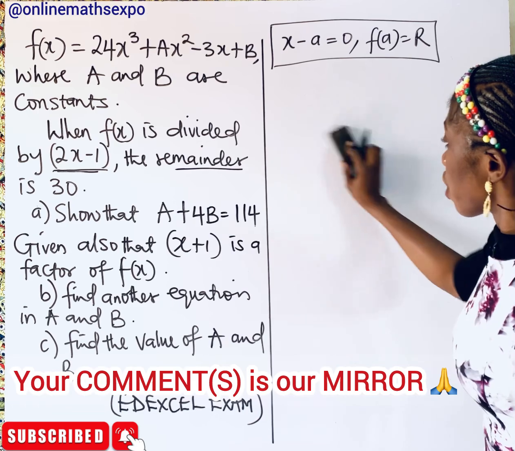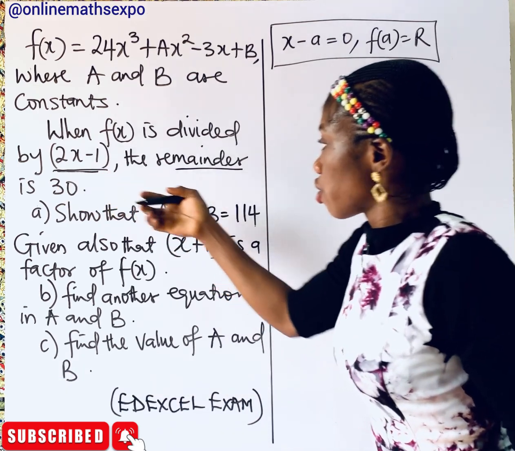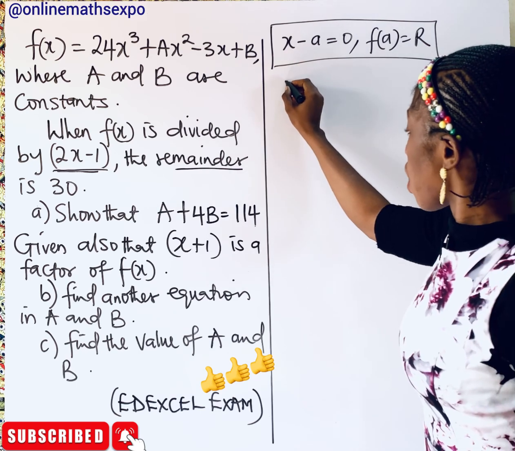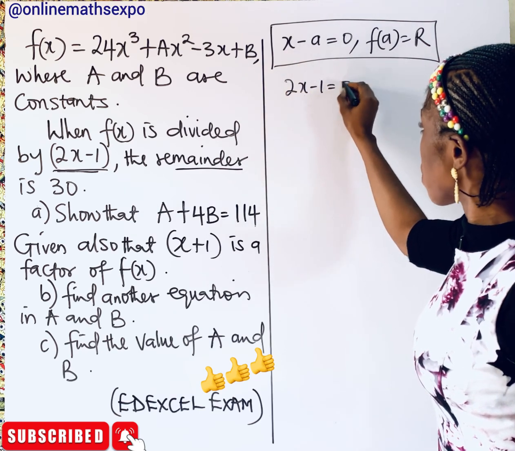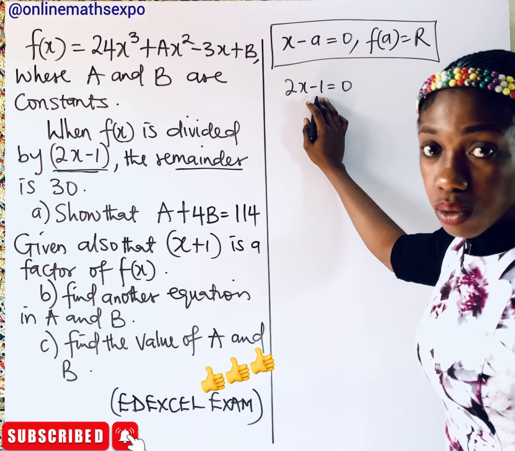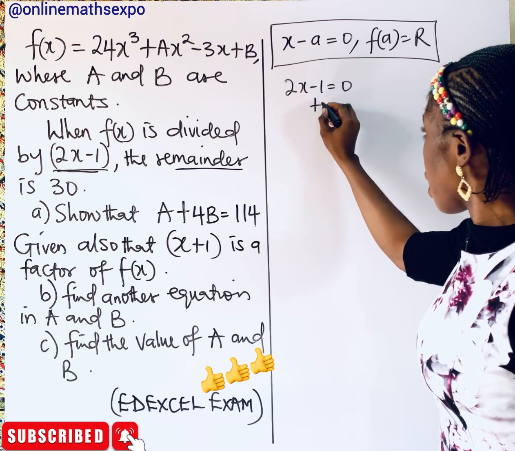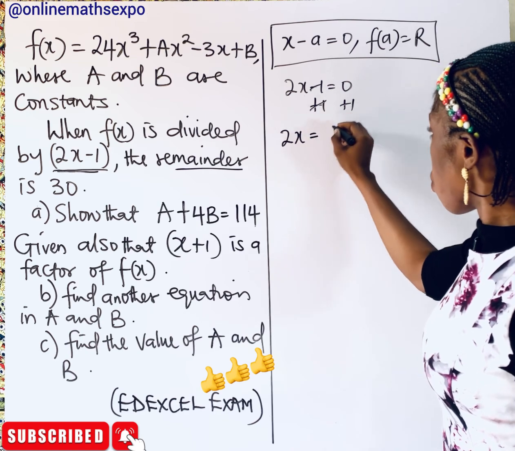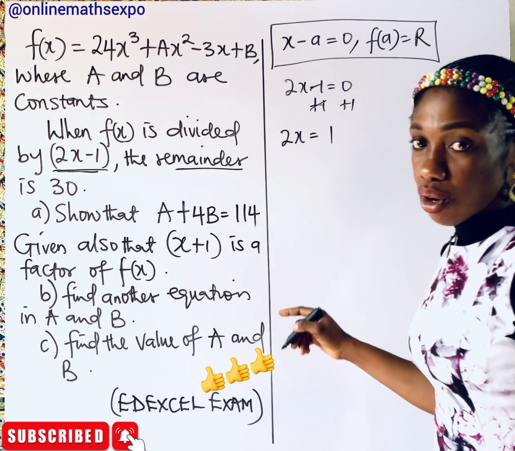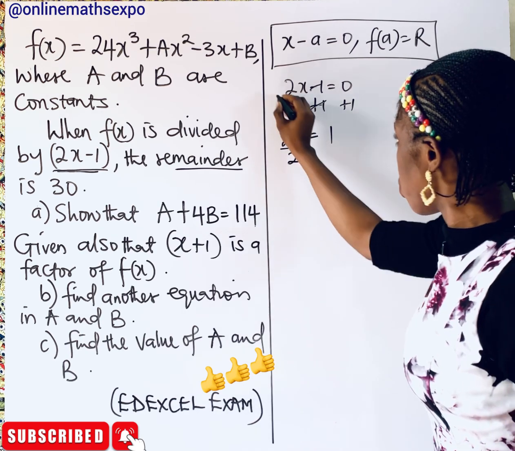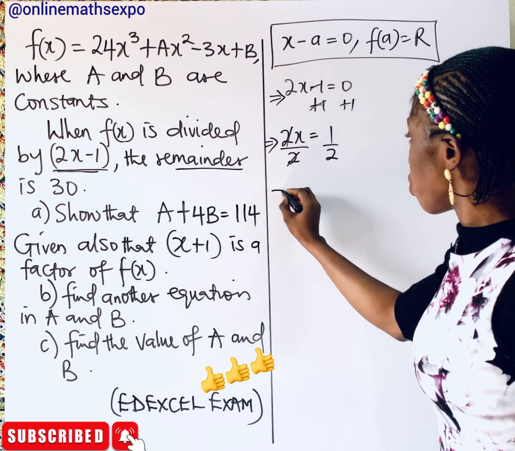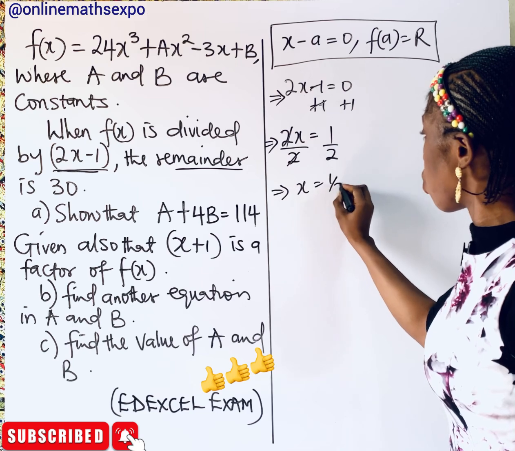So what do you do here now? This is what you're using to divide, so equate it to 0, just like here. So we're going to have 2x minus 1 is 0. So what do we do? Add 1 to both sides. If you do that, you are going to have 2x is equal to 1. Okay? Get the value of x, so you divide by 2. I hope you are with me there. Divide by 2, so that you have it that x is equal to half.